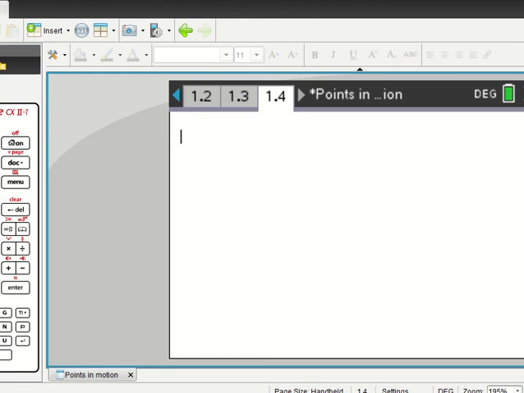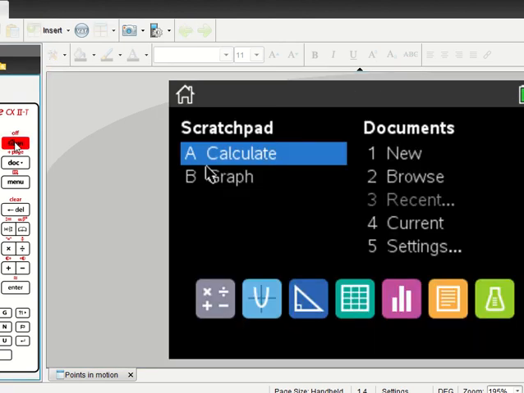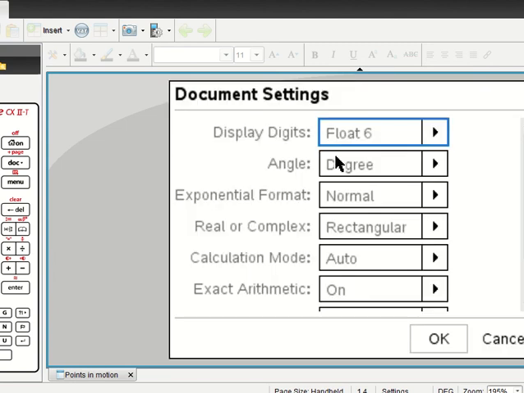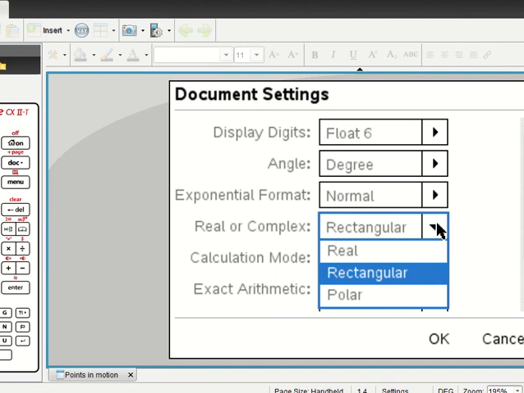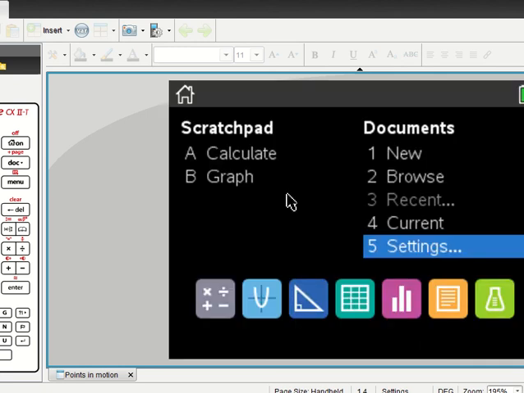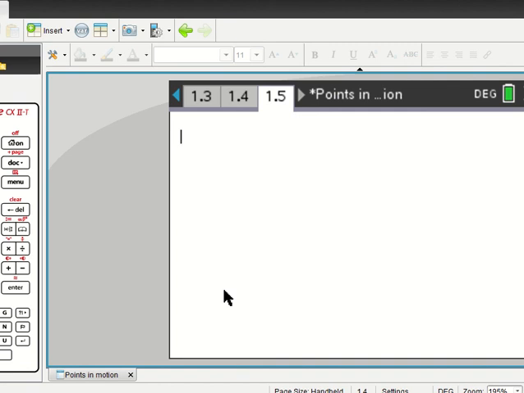So I want to show you how to use the calculator to make sure you're able to do this yourself. First thing we want to do is go to Settings, Document Settings, and look at Real or Complex. Here, we're not using cosine and sine, so we don't want polar coordinates. We want rectangular coordinates. That's still in complex mode, but it's rectangular coordinates. Say okay. Back to our calculator page.